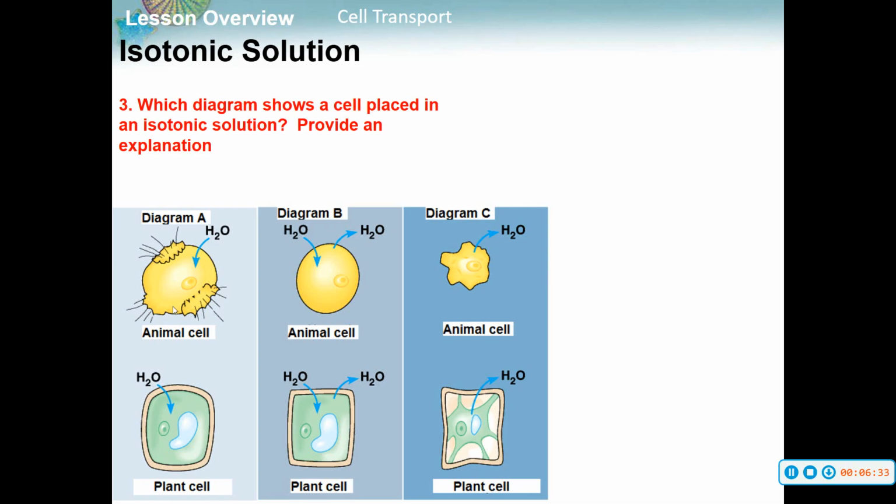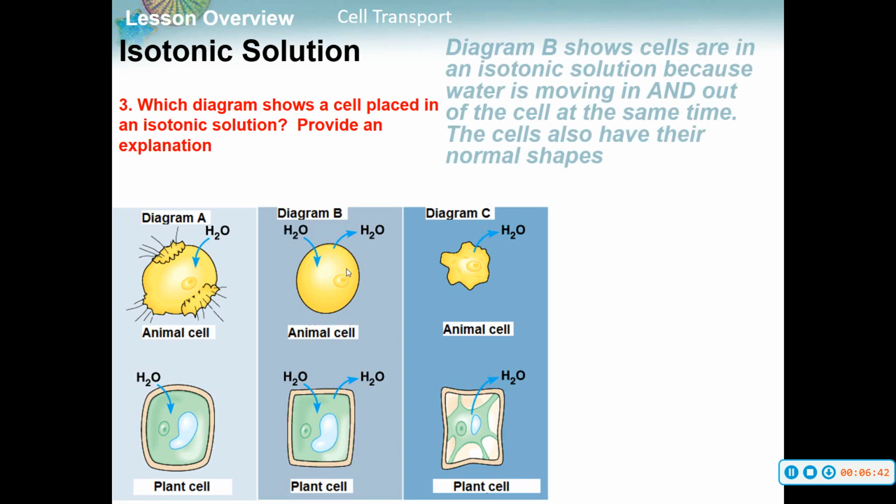Of these diagrams, here are animal and plant cells, which one would be in an isotonic solution? Now we can see that diagram B. This is what you would either draw, the animal or plant cell. We see that water is moving in but also out at the same time for both plant and animal cells. So they don't really change their shape. They're not going to go ahead and get water taken in to be bloated or be bigger. They're not going to have water be taken out to shrivel up. They're just going to kind of stay the same.